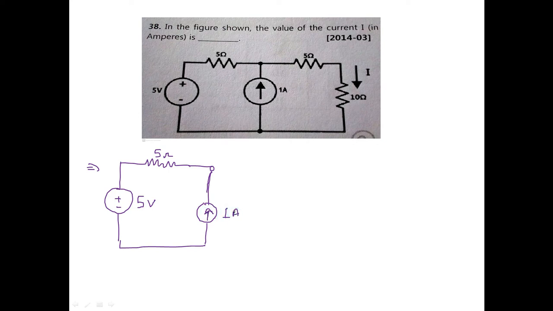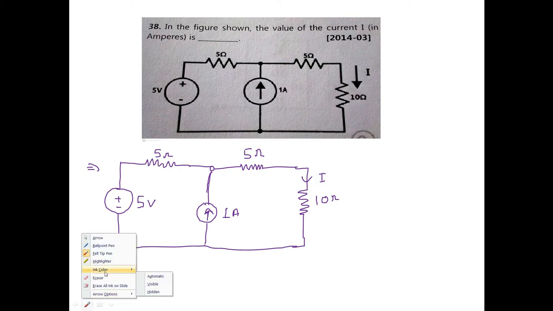And here another thing is there is a 5 ohm resistance. This one is a 5 ohm resistance, and next there is this one, which is a 10 ohm resistance. And we have to find the current I as shown in the figure. So this is the required appropriate figure for this particular problem.